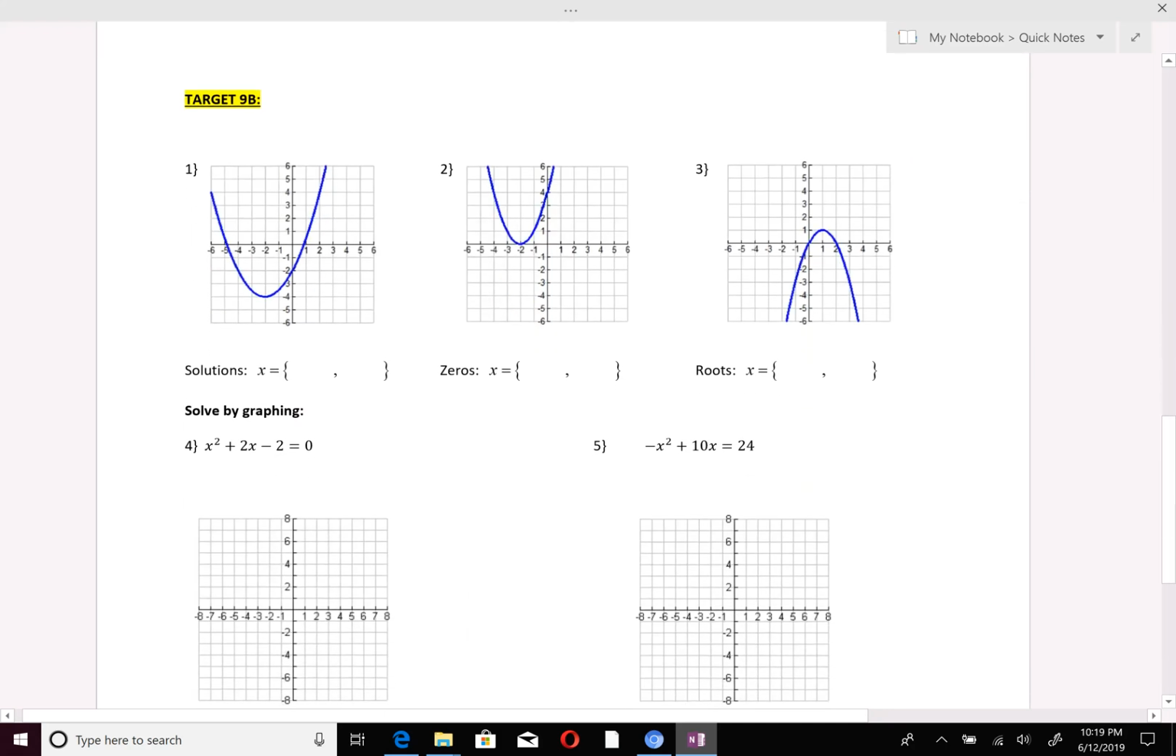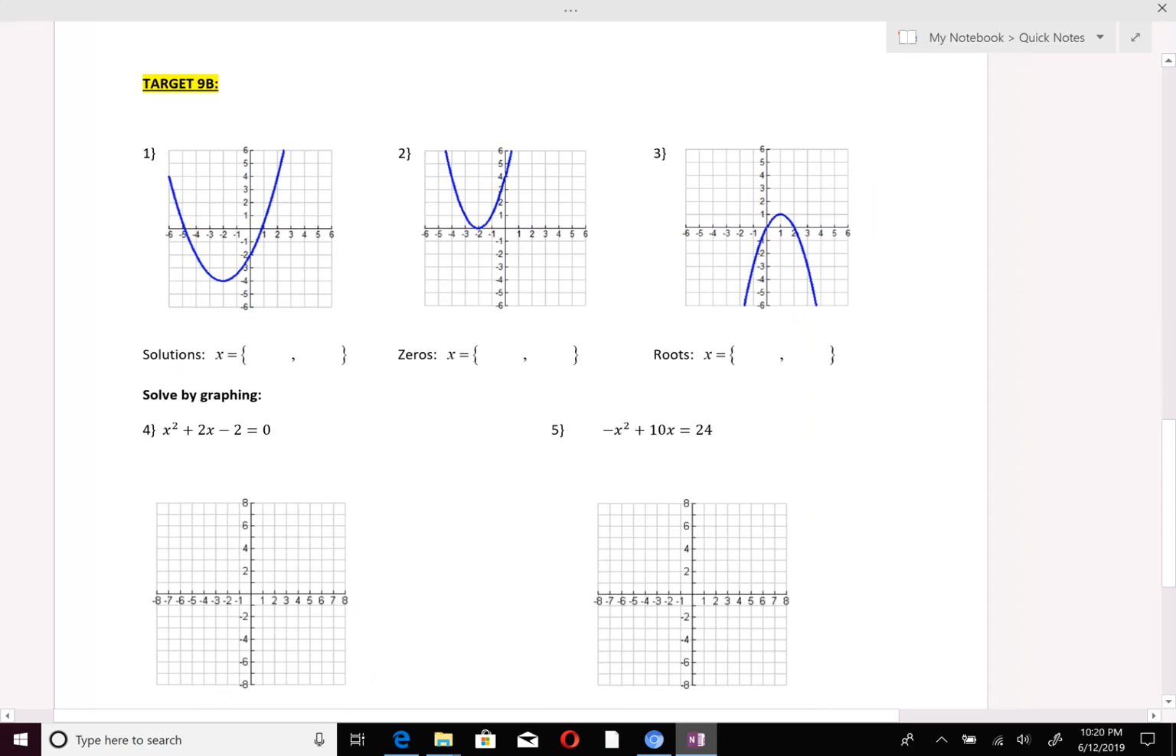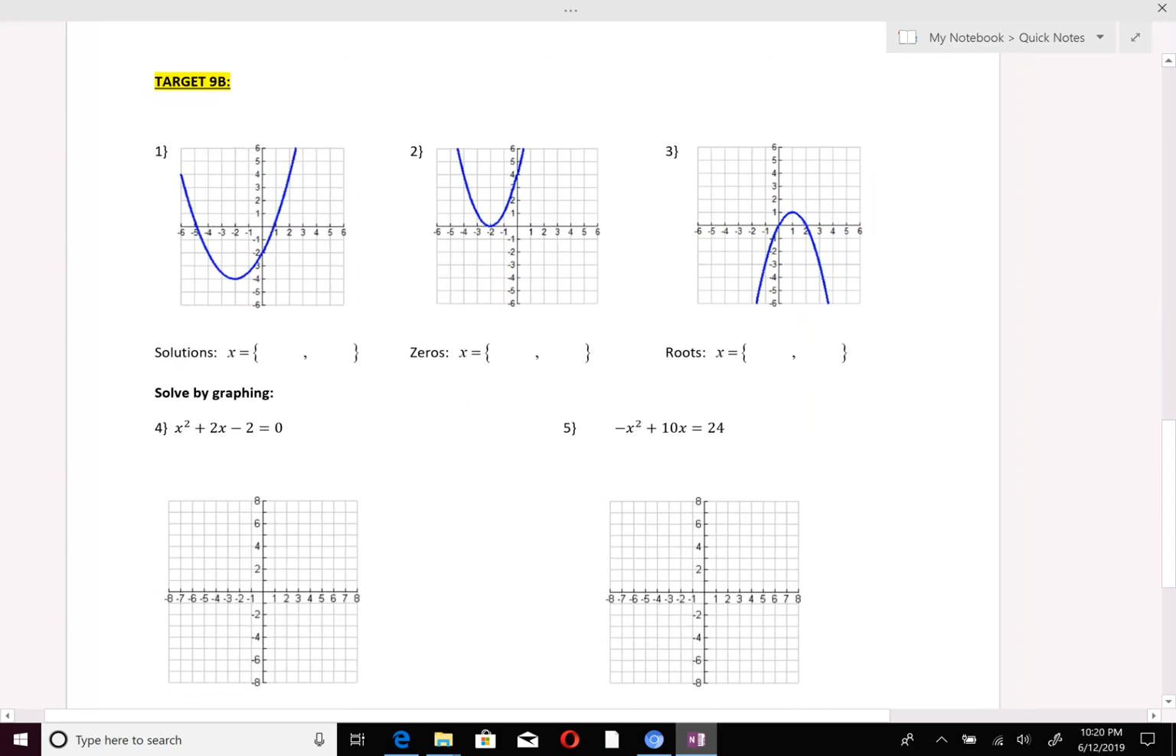Target B is a little bit easier because our graph is already graphed for us. So all we need to do is figure out where our x-intercepts are. So kind of the last part of that last problem was determining where it crossed this x-axis. So I see that it crosses at 1, and this one looks like it crosses at -5.